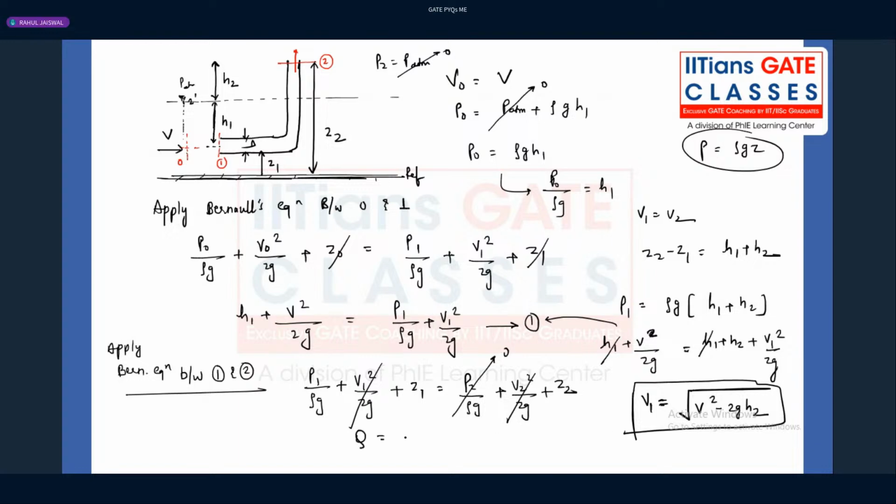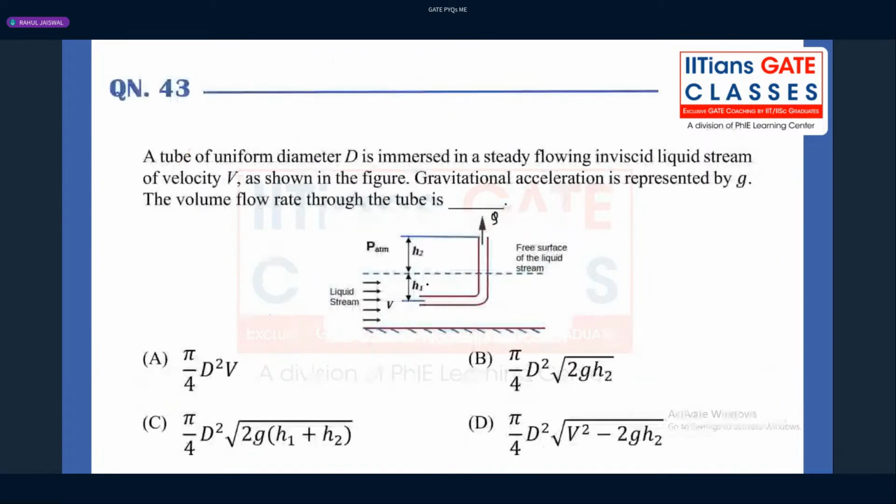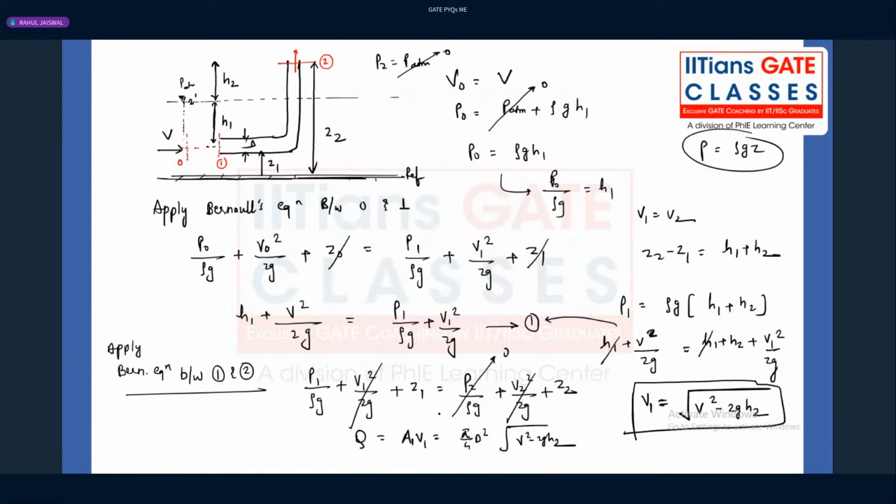And what is the discharge, guys? A1 V1. Through this you can find out the discharge, which is nothing but pi by 4 D square under root of V square minus 2g H2. So if you see the options, which option is correct? Option D is correct. The key point for solving this particular problem is, first of all, it is not a pitot tube. Second, this is a step. The moment you get this step, all the things are clear. It's just that we need to apply the Bernoulli equation two times.